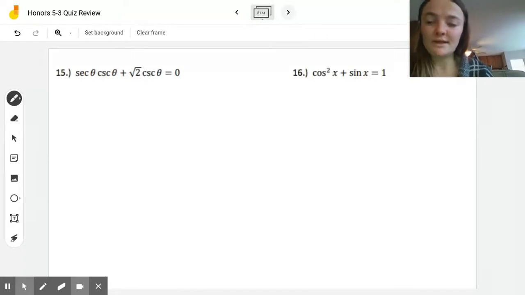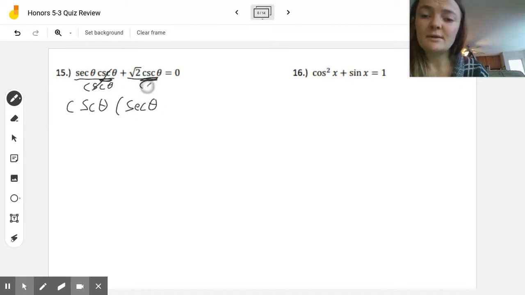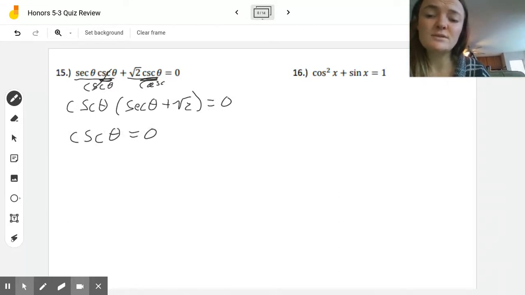All right, next one. Secant cosecant theta plus 2 cosecant theta is equal to 0. What I'm going to do is I'm going to factor out something that I see in common, cosecant. So cosecant of theta times, okay, well, to know what's left, I'm going to divide by cosecant. So what's left has got to be secant theta, divide by cosecant, and I'm going to be left with radical 2 is equal to 0. All right, well, let's set both of these equal to 0. Cosecant of theta, this is using the zero product property, is equal to 0. And secant of theta plus radical 2 is equal to 0.